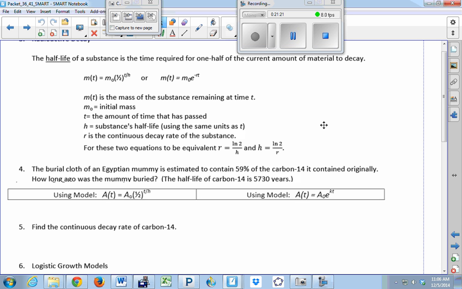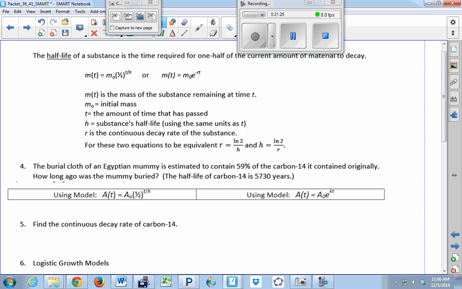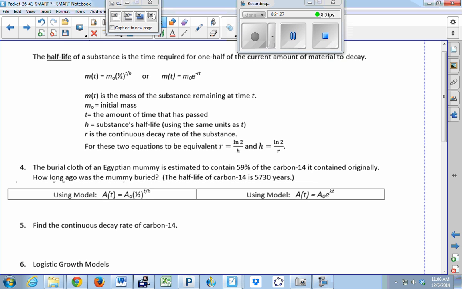So let's take a look at what all these different variables mean. M sub naught is acting just like the A sub naught in our model in number 1. It's the initial amount, the initial mass that you have. 1/2 is the number 1/2 for half-life. T is the time, the amount of time that's passed, and H is the half-life. So if you know the half-life, just use this formula.